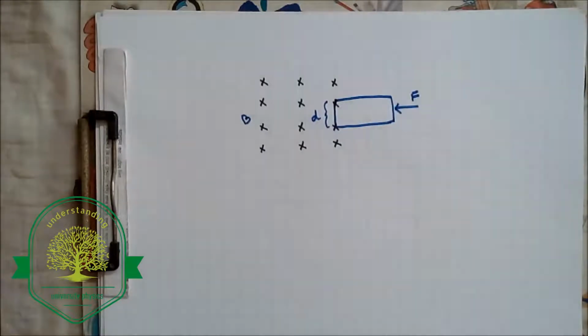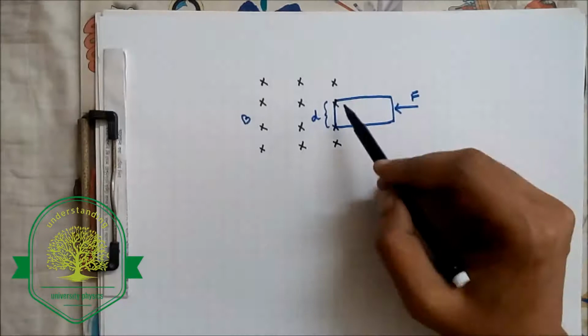So let's see what we are being asked. There are three parts to the question. The first part is asking us to find the acceleration of the frame when its speed has increased to V. So first of all, let's see what's happening here.